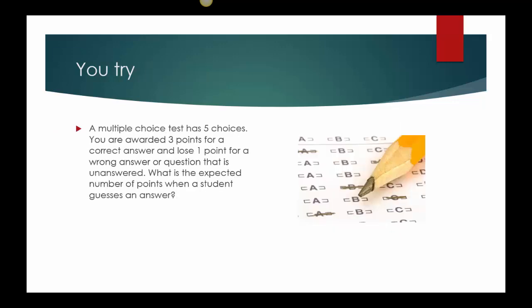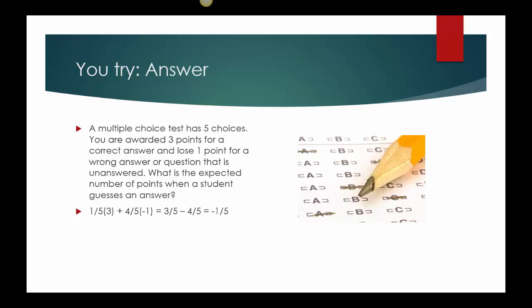All right, so let's try again. Say you had a multiple choice test, and that should feel kind of familiar. There are 5 choices for each of the questions. You are awarded 3 points for a correct answer, and you lose a point if you have a wrong answer or you leave something blank, so if it's unanswered. I want to know, what is the expected number of points when a student guesses an answer? Did you gain points? Did you lose points? How did you do if you're just guessing? So try this one and then come back and check out the answer.